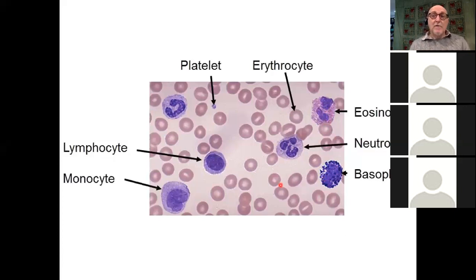The ones that we really want to pay attention to are the lymphocytes, monocytes, neutrophils, erythrocytes, and then lastly, here is a platelet. You can see how very small they are. They also have no nucleus. They just look really like a little fragment of a cell.